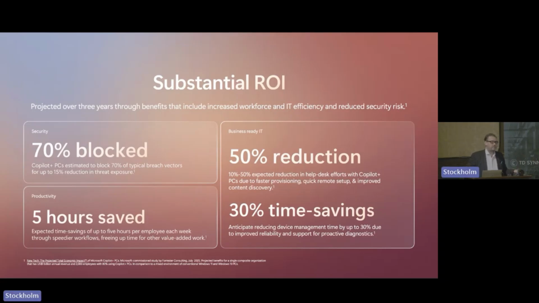And then we have security again. To try and put a number on that, with the functions in the Copilot Plus PC, we block up to 70% of the typical breach vectors. And a breach vector is basically how a hacker gets into your system, like phishing, like virus, like identity theft. But we immediately try and block 70% of that with a Copilot Plus PC. And security is very important.